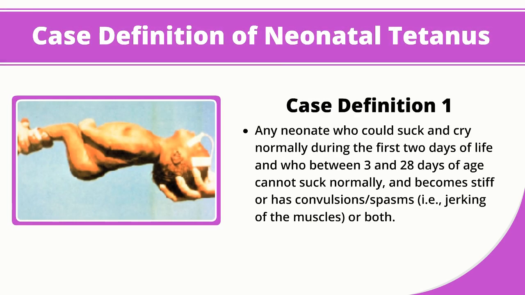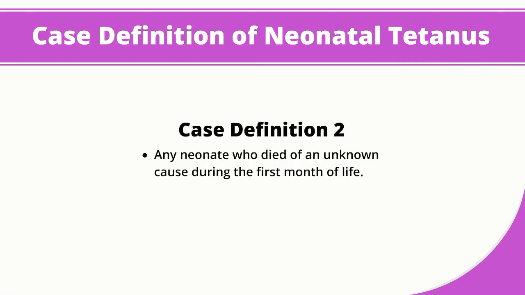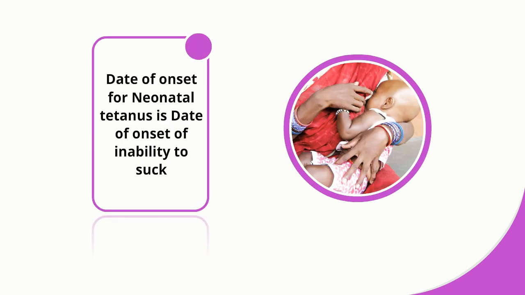A neonatal tetanus case is any neonate who could suck and cry normally during the first 2 days of life and who between 3 and 28 days of age cannot suck normally and becomes stiff or has convulsions or spasms or both. Or any neonate who died of an unknown cause during the first month of life. Date of onset for neonatal tetanus is the date of onset of inability to suck.